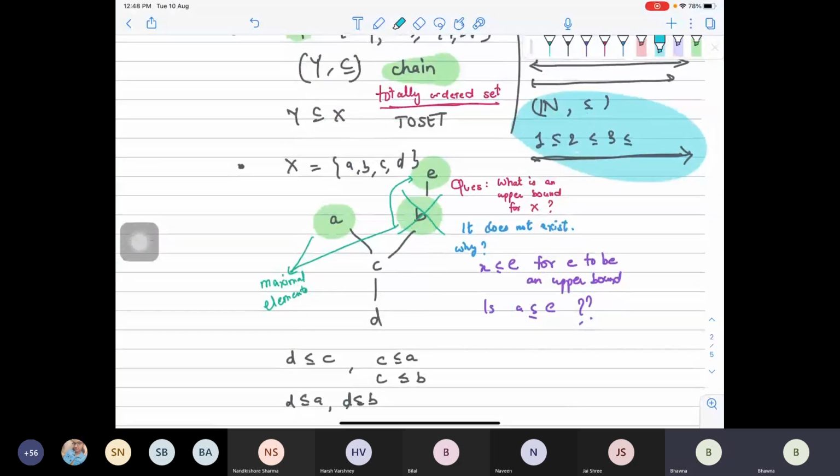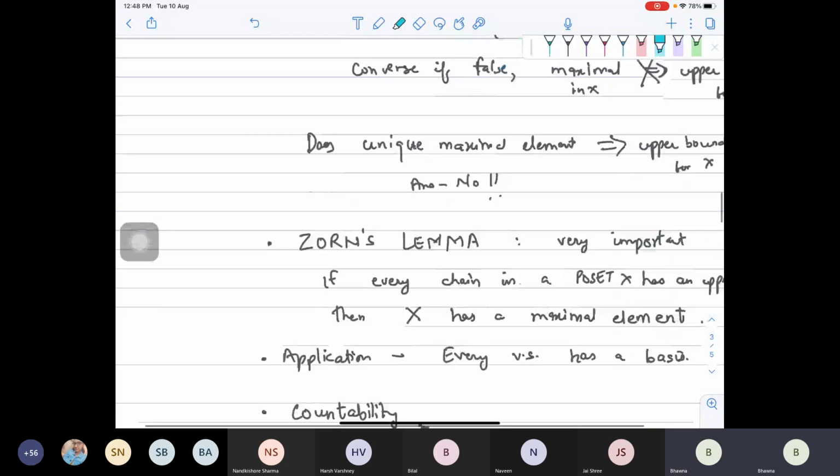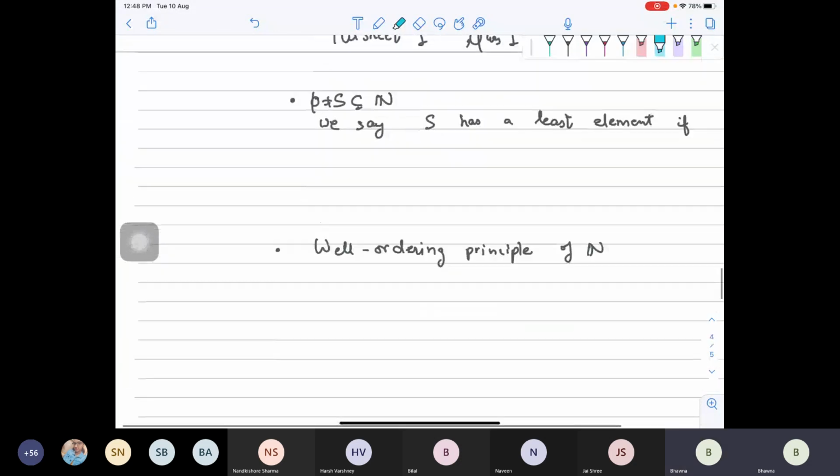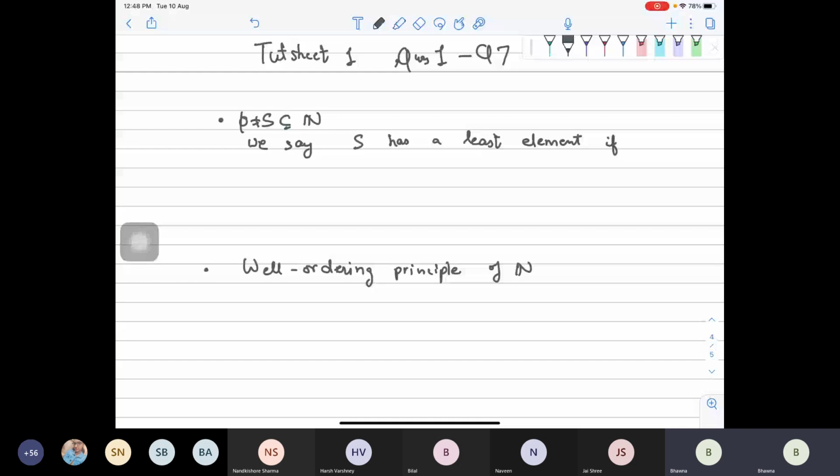In this chain, the least element is actually the lower bound, which we were just imagining. A set has a least element L if L is less than or equal to S for all S in the set. Is this definition clear?